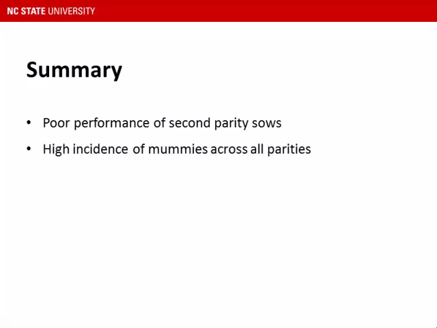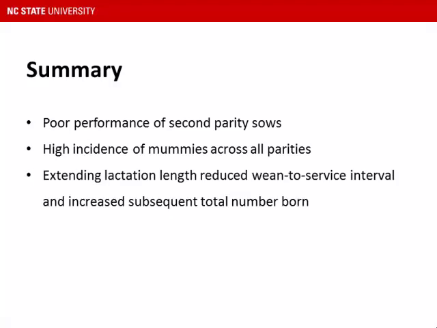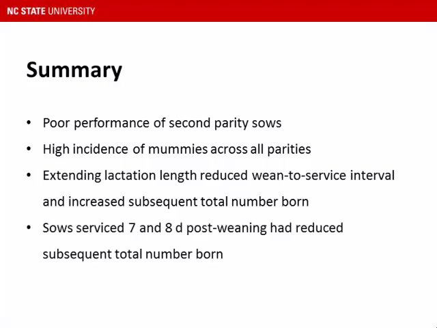So overall, the results indicated that there was a poorer performance in second parity sows compared to third through sixth parity sows. There was a high incidence of mummies across all parities. Extending lactation length reduced the wean-to-service interval and increased subsequent total number born. And sows serviced 7 and 8 days post-weaning had reduced subsequent total number born compared to sows that were serviced 3 to 6 days post-weaning.